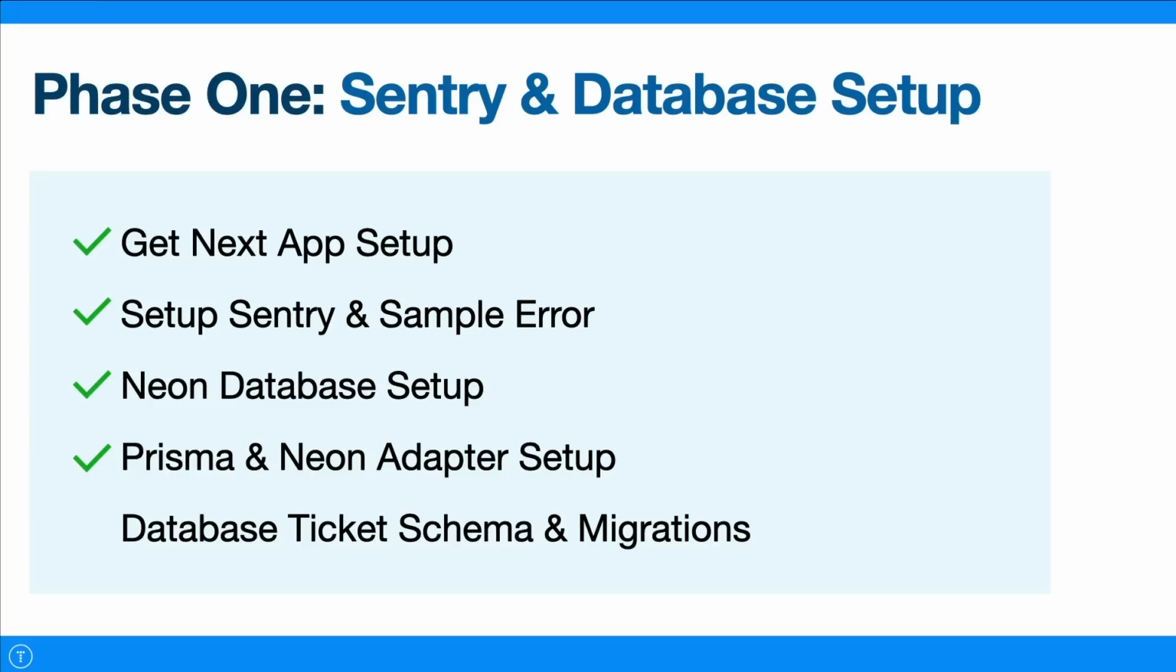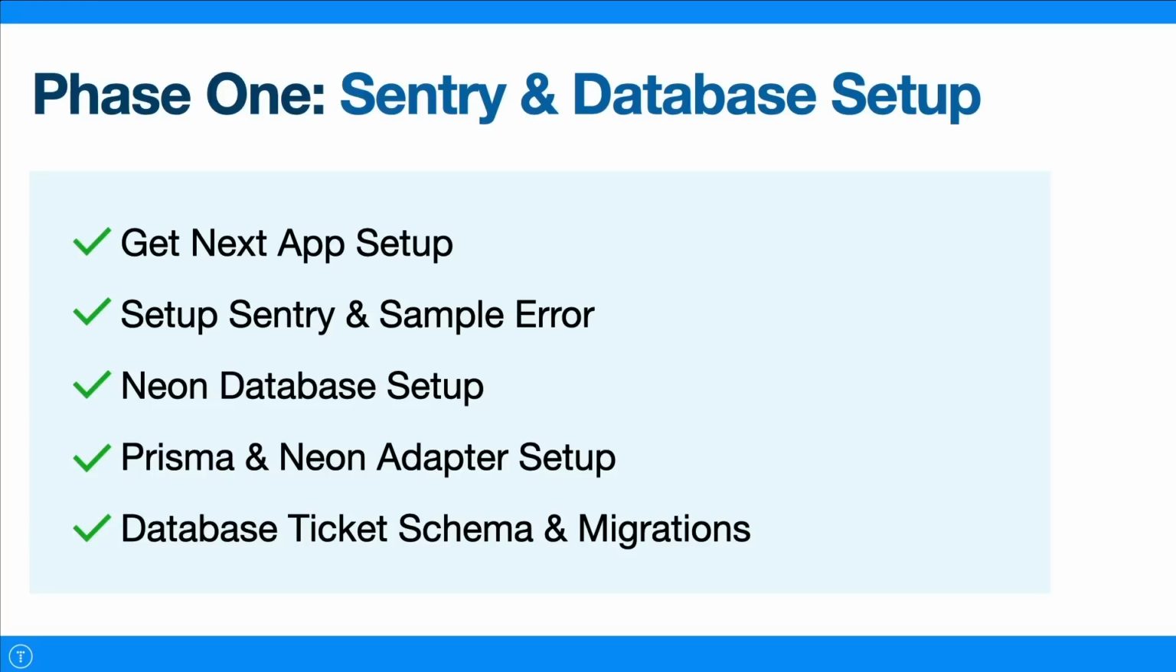Neon offers serverless Postgres databases, so there's just a couple extra steps we need to take, especially if you're going to deploy to Vercel. And then number 5, database ticket schema and migration. So we're going to start off with no authentication, no users. I just want to get the ticketing system working, which is submitting the ticket and getting the tickets and so on.